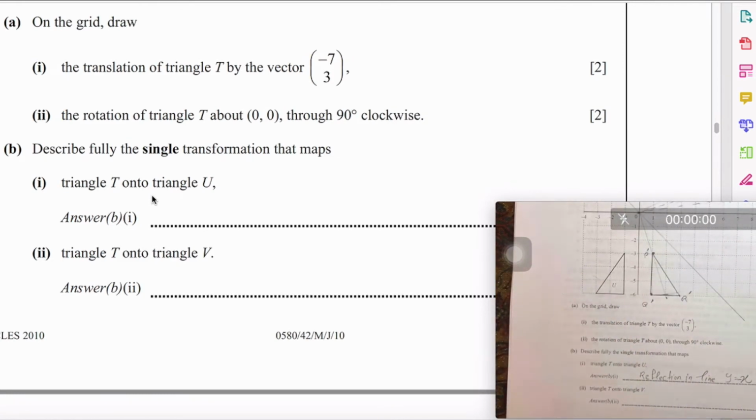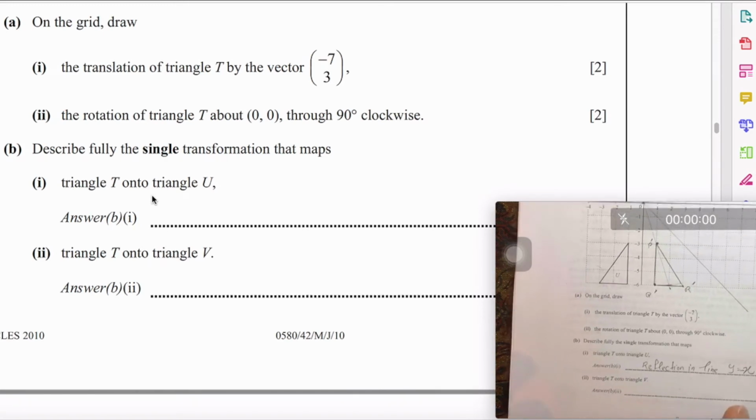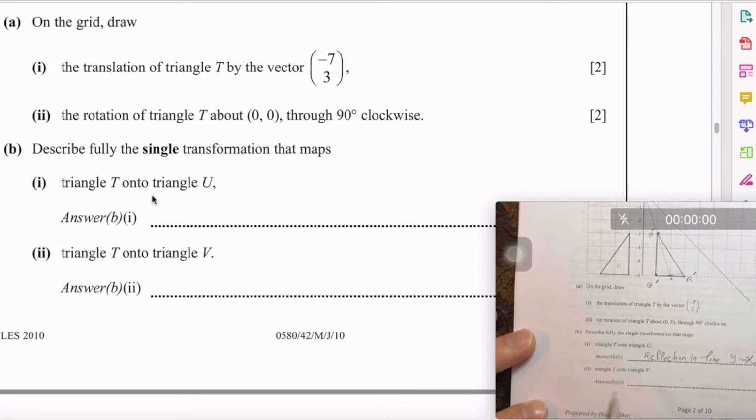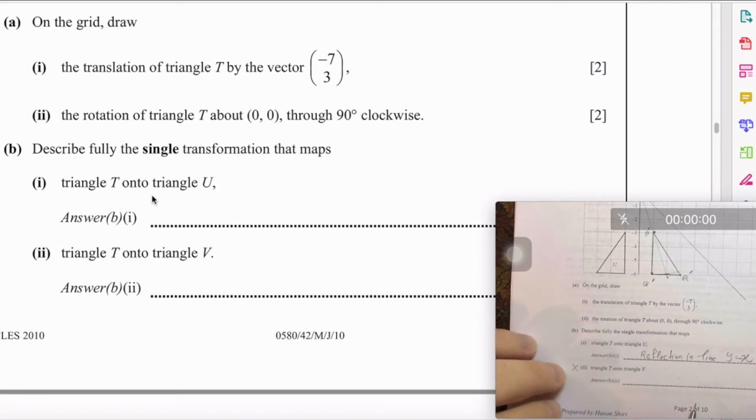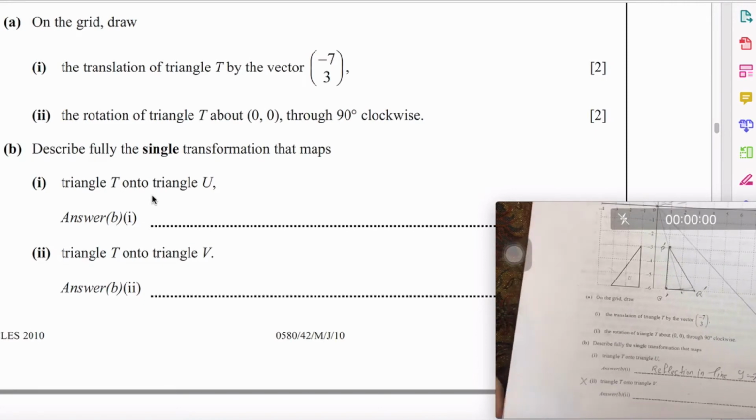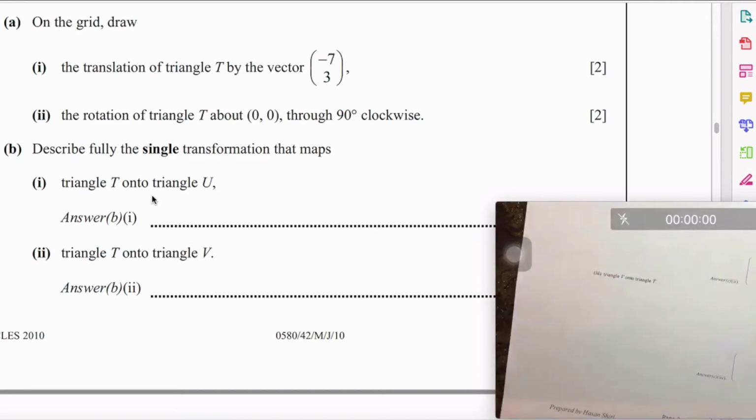Next one is triangle T onto triangle V. It is a stretch that you didn't study, so I skip it in this question. It was in the syllabus of O level previously, but in the 2020 syllabus it is not in the syllabus, so I skip this part. Now let's go to the next part.